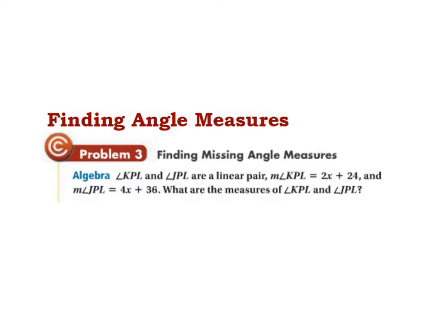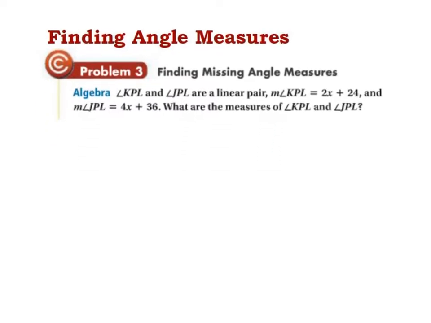All right, let's do some algebra on this one. It says finding angle measures. Angle KPL and JPL are a linear pair. KPL is equal to 2x plus 24, JPL, and so on. Lots of stuff there. They didn't give us a picture. We have to draw our own picture this time, using what we have learned. So let's start with just that very first statement.